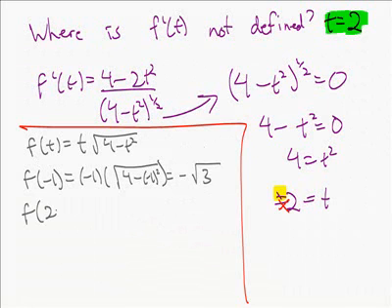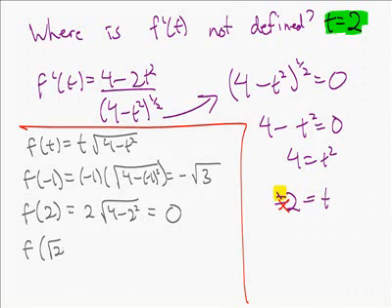Let's try f of 2, our right endpoint, which is also where our derivative was undefined. So it's also a critical value. That's going to be 2 times the square root of 4 minus 2 squared. 2 squared is 4. That's going to be 0. Alright, so far, negative square root of 3 is our local min, or absolute min, rather.